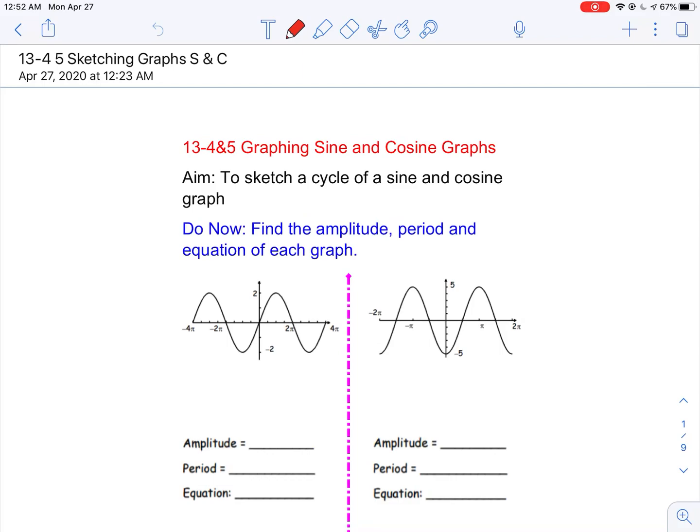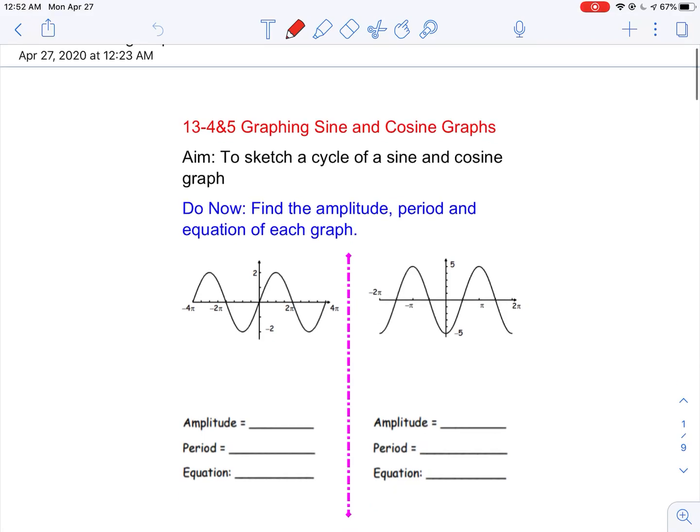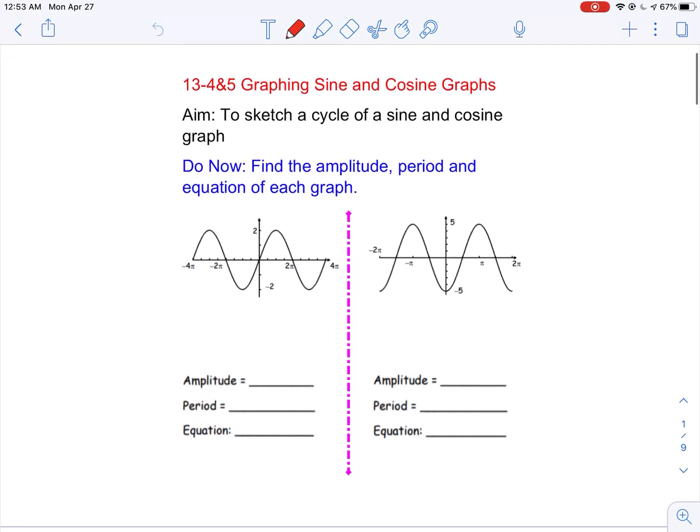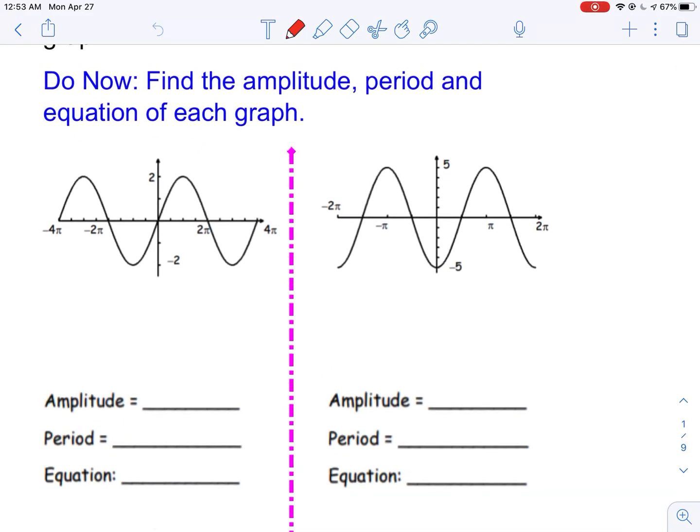Today we're going to focus on sketching the graphs of sine and cosine graphs. So we spent a lot of time picking out the features. Now we are going to actually graph them themselves. Okay. So the aim for today is to sketch a cycle of a sine and cosine graph.